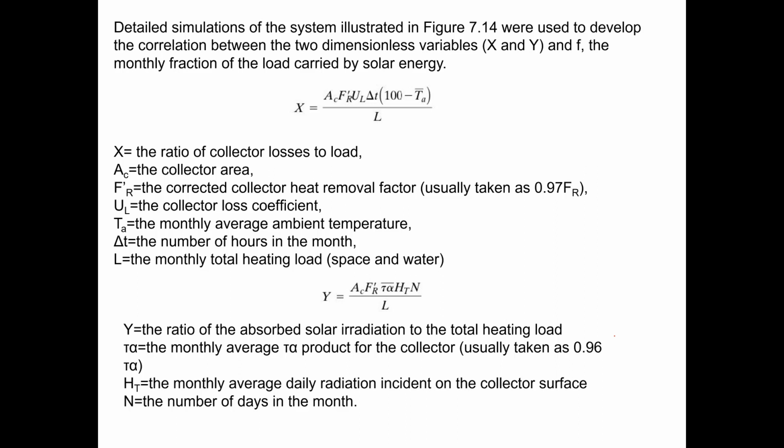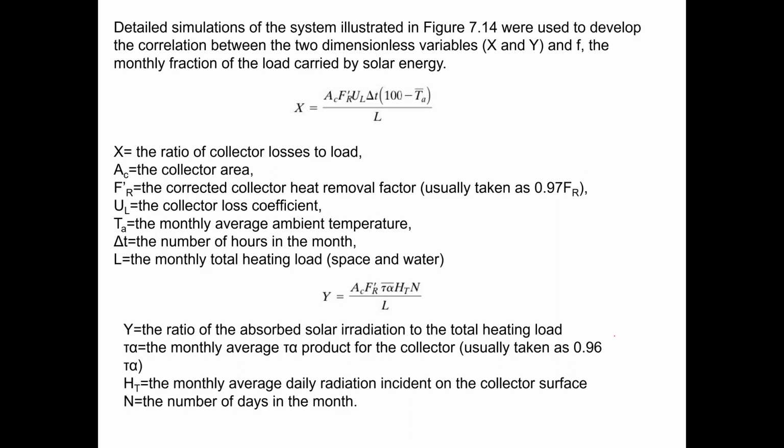Detailed simulations of the system illustrated in the figure we just looked at were used to develop the correlation between two dimensionless parameters, X and Y. Those two dimensionless parameters are used to compute F, which is the monthly fraction of the heating load carried by the solar collector. The two equations are listed here. X, again, is the ratio of the collector losses to the actual load. So you have the collector losses divided by the actual total load. And that is a function of several parameters.